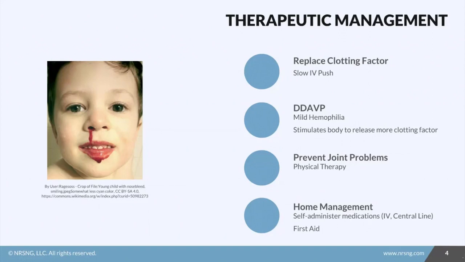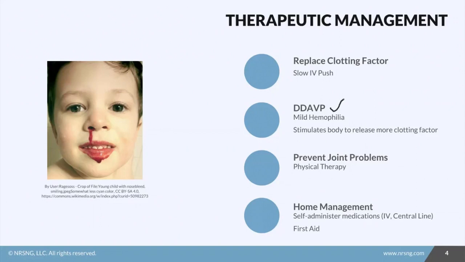An important medication to know about is called DDAVP, and DDAVP is actually the same medication as desmopressin, and it's given through an IV infusion. This medication only works with mild hemophilia A, and that's because we're not actually replacing clotting factor 8. What the desmopressin or DDAVP does is it actually works to stimulate the body to release more of the missing factor. So it's not replacing it, it's stimulating the body to release more.